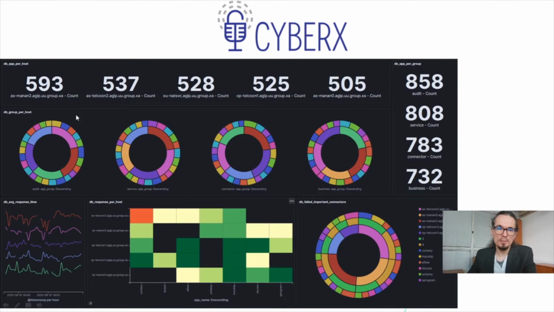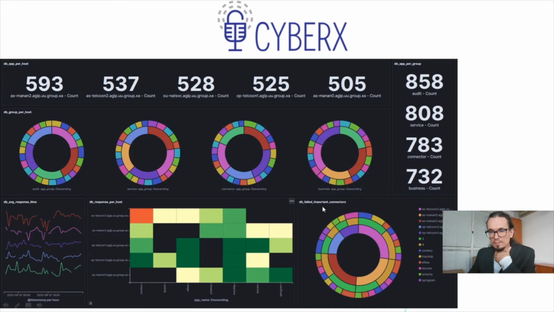We can also monitor the applications per host, how many applications are running on a specific host, how many applications are running in a specific group, because in this case each application has its own group, like audit, service, connector, and so on. We can see the average response time per group, and we can also see the heat map. We can see the group statistics, like here we have the service group. The inner circle is the host, the outer circle is the applications, so we can see how many applications from that group are running on that host.